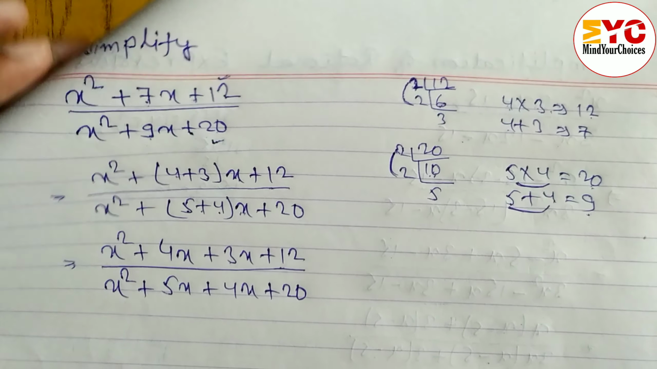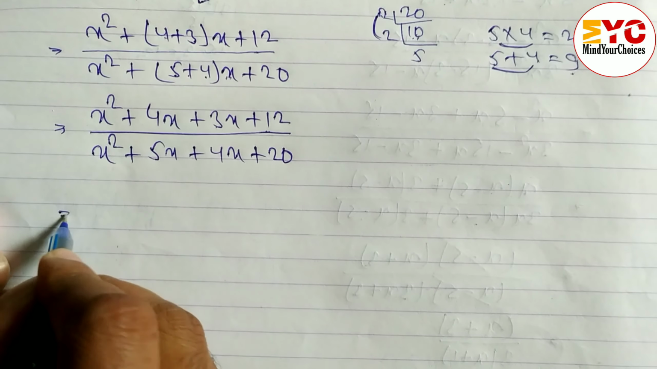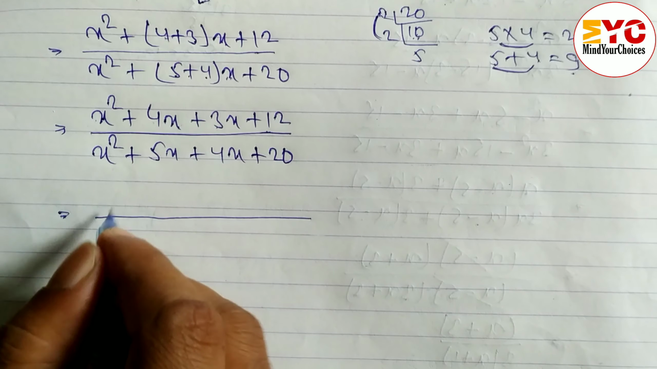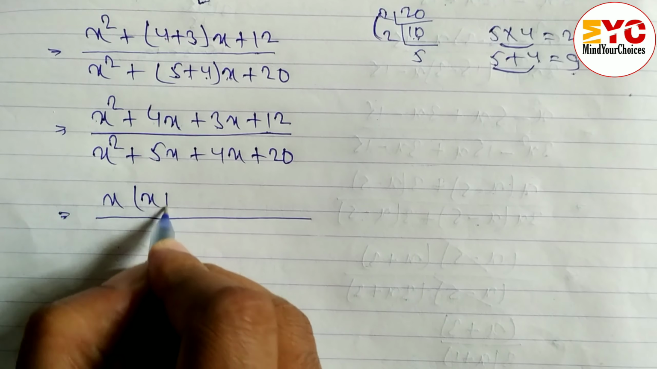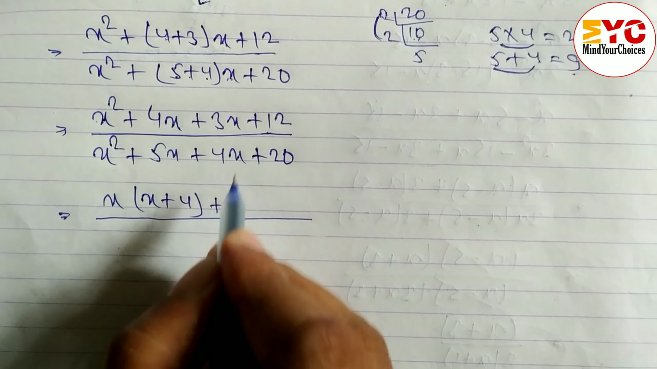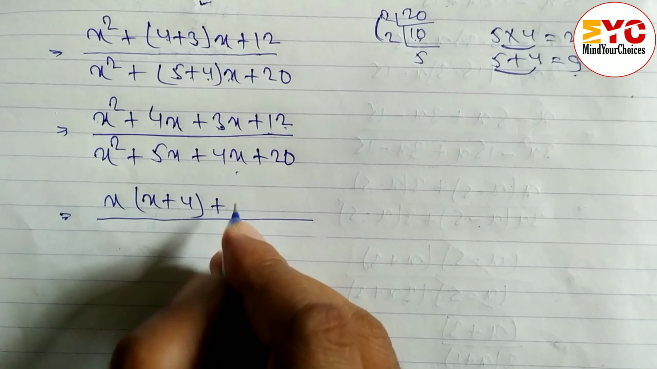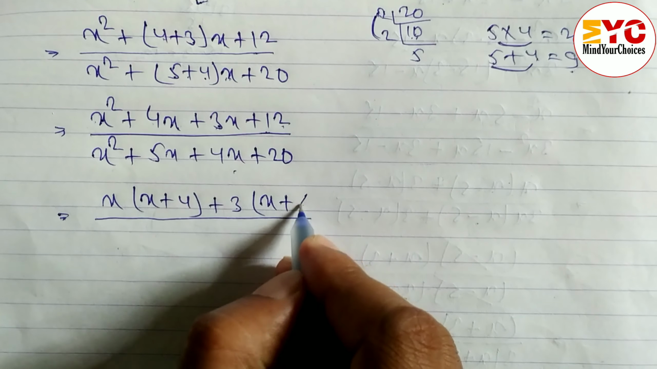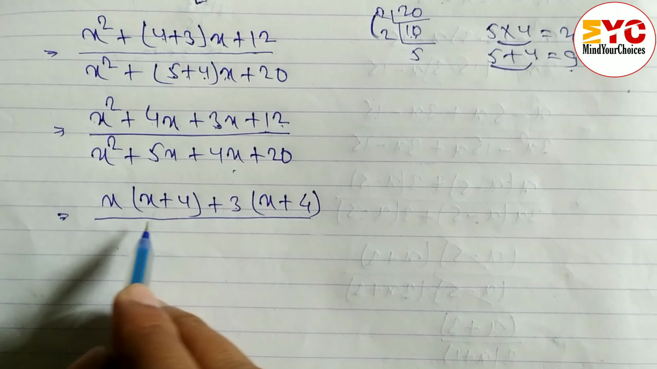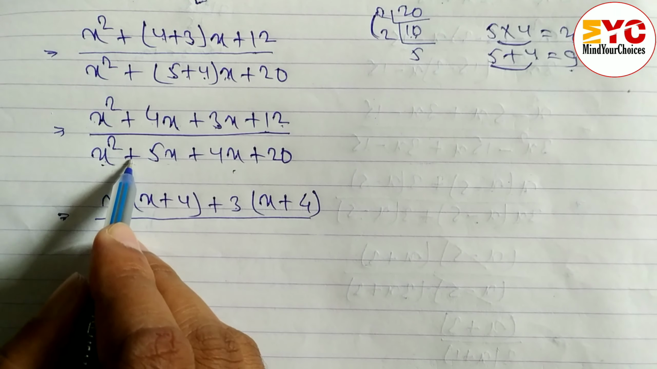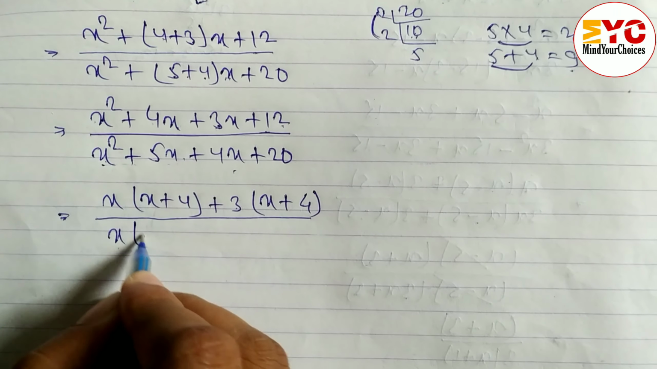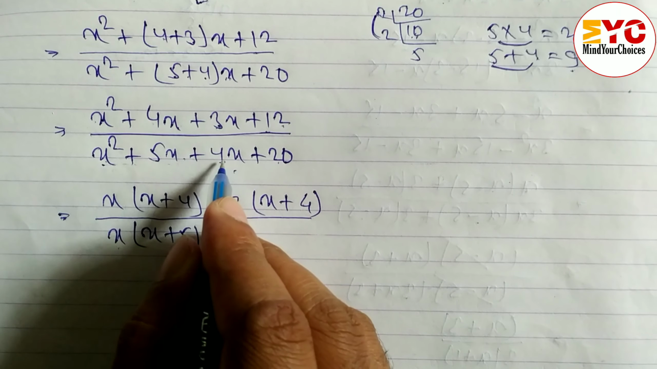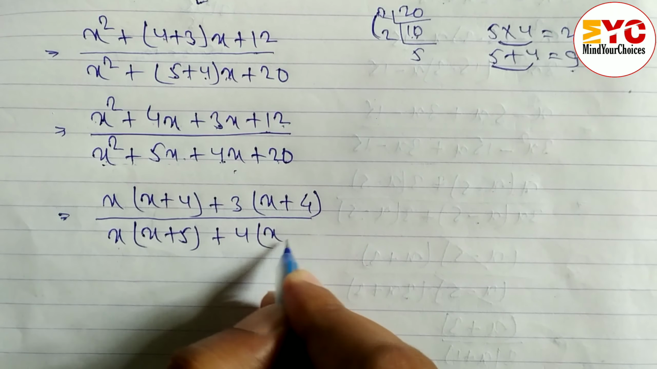Now we have to take common. From the first two terms, x square and 4x, we can take x common, and the remaining is x plus 4. Similarly from 3x and 12 we can take 3 common, and the remaining is x plus 4, because 3 fours are 12. Similarly in the denominator, from x square plus 5x we can take x common, remaining x plus 5. From 4x and 20, 4 fives are 20, we can take 4 common, remaining x plus 5.